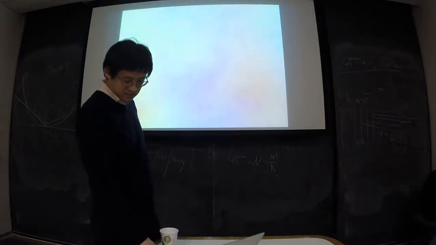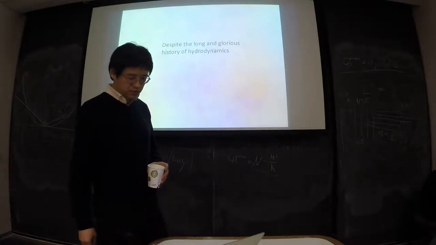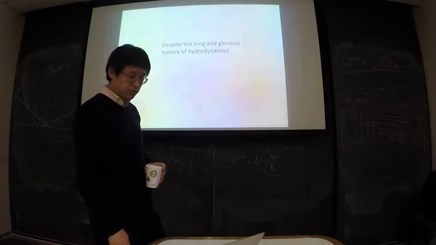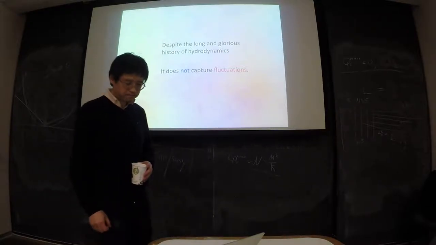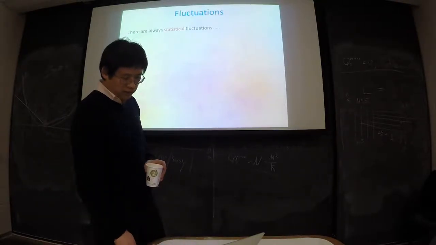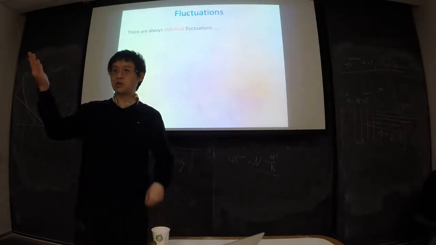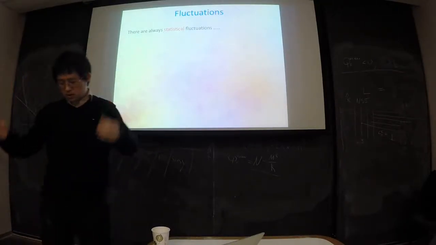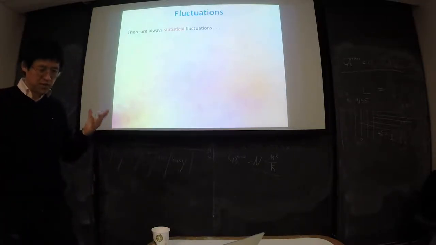Okay, but despite the long and glorious history, it's a subject more than centuries old, maybe a few centuries, there's a major defect of hydrodynamics, because it is written in terms of equations of motion. And in that formulation, it does not capture fluctuations. But fluctuations, of course, are everywhere, and they're always statistical fluctuations. Inside this room, we can describe using hydrodynamics a state in which the air does not move, as a solution in which the air does not move. But of course, if you look at any particular corner, there can be temperature fluctuations, there can be density fluctuations.